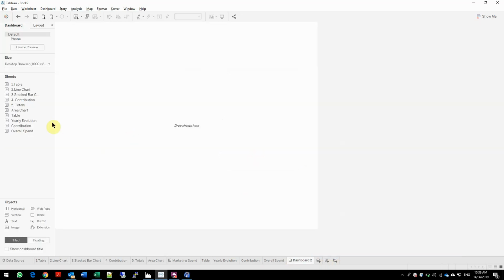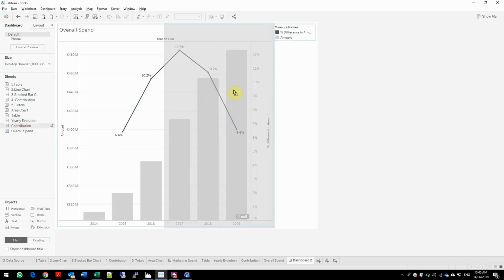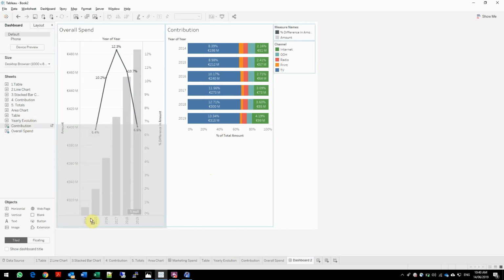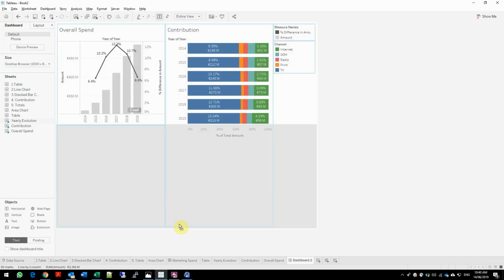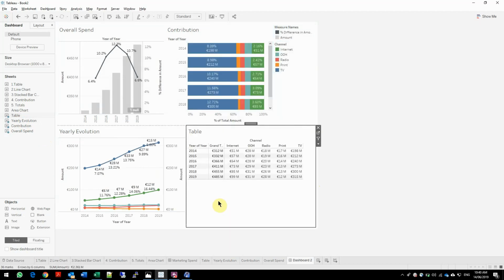And now let's include all of this into a dashboard. So I'm interested first of all in the overall spend, because I want to see what is the overall market value. Then I want to see the contribution of each channel to the overall market spend. I want to see the yearly evolution. And for the data lovers, I want to see also the table.